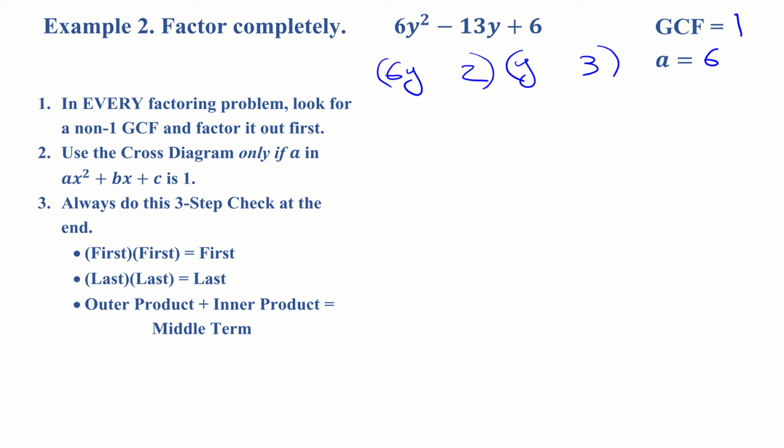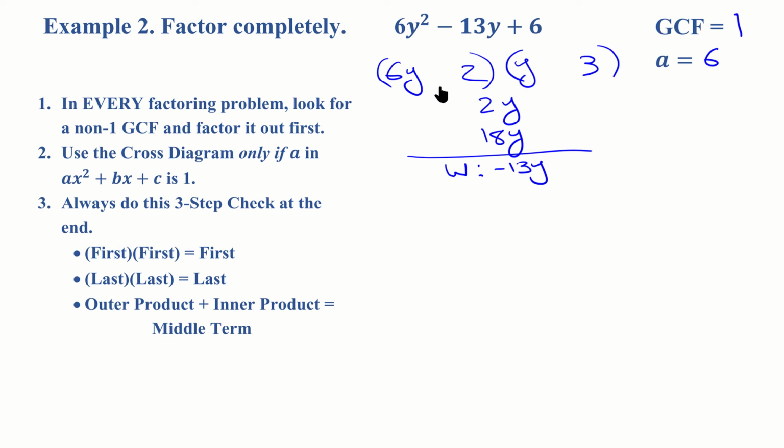Notice the inner product will now be 2y, the outer product will be 18y, right? So what we want is a combination of negative 13y. Is there any way you can combine 2 and 18 by manipulating the signs in order to get negative 13y? And your answer is no. There's no way you can do that. That tells you that those choices that we made were not correct.